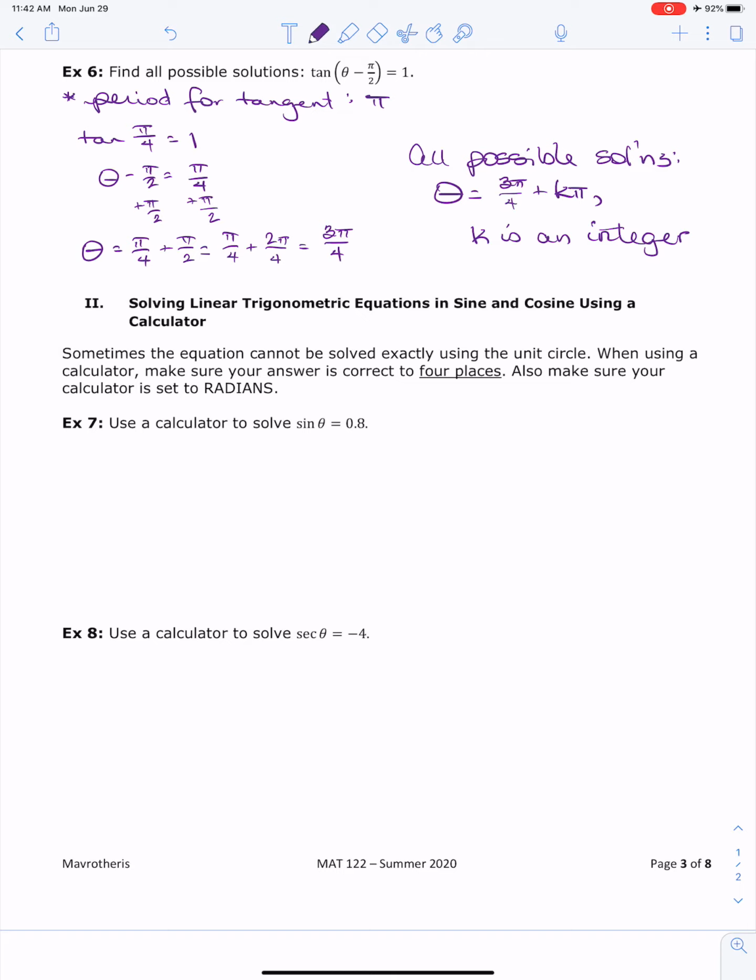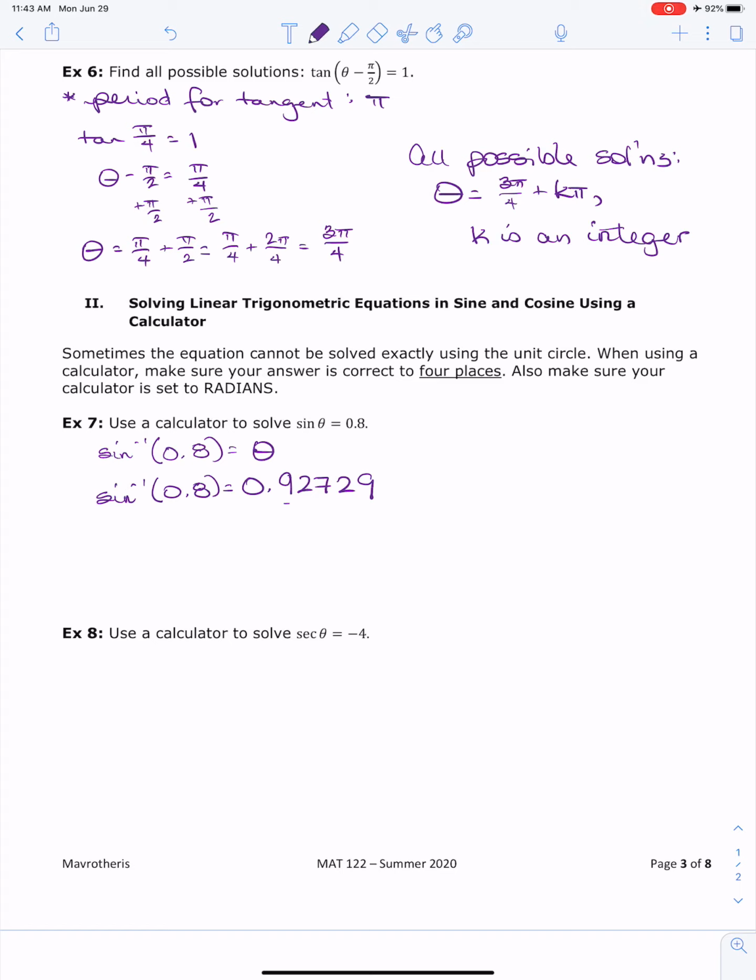And so on example 7 here, if I want to use a calculator to solve for sine theta equals 0.8, I know that means that inverse sine of 0.8 is going to equal theta. When I plug in inverse sine of 0.8, I get 0.92729. If that is not what you got, make sure that your calculator is set to radians and not degrees.